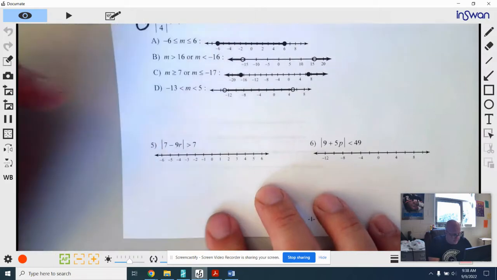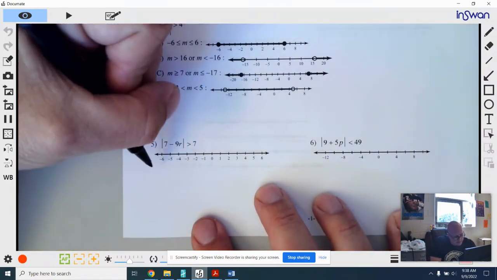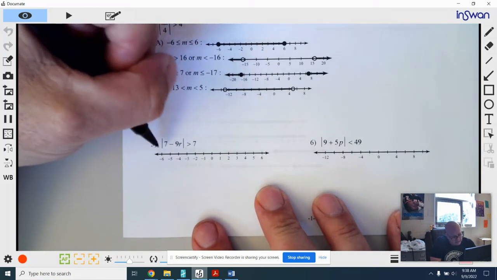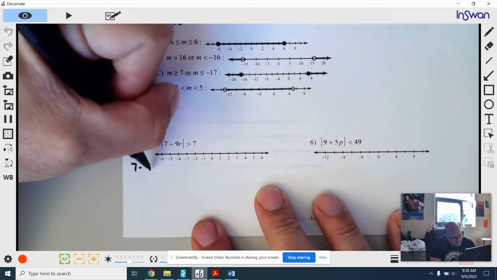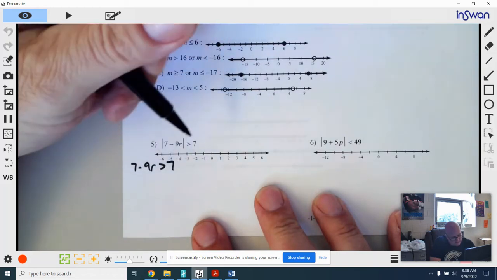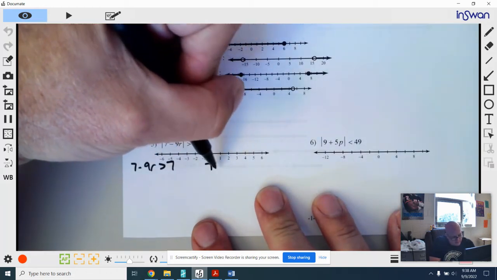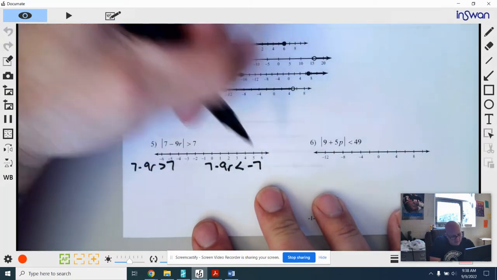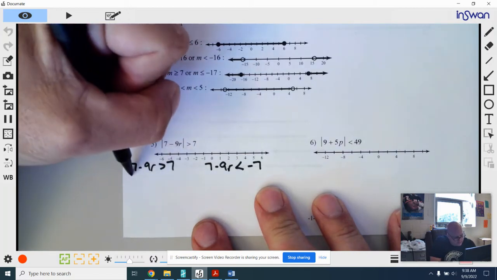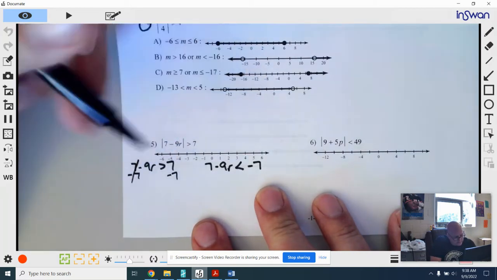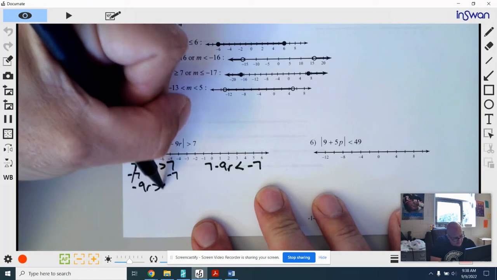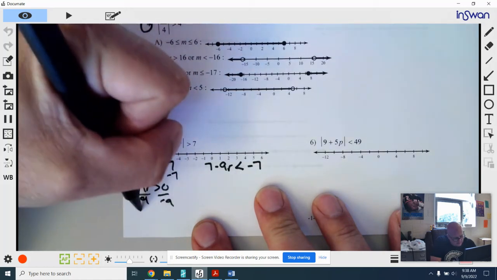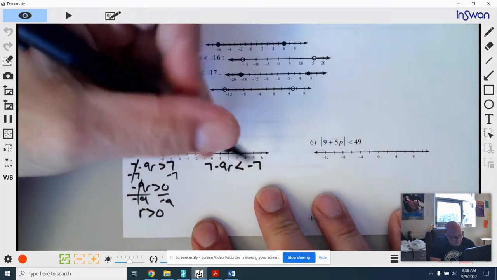Okay, moving down to number 5. Same type of thing, but this time we have a 2-step inequality. So I'm going to go ahead, check it out, and see that it is isolated. So I go ahead and rewrite it: 7 minus 9r is greater than 7. Then come on over and do 7 minus 9r, flip the symbol, make the answer its opposite. Okay, then solve. So minus 7, you get negative 9r is greater than 0. Divide by negative 9, and r is greater than 0.